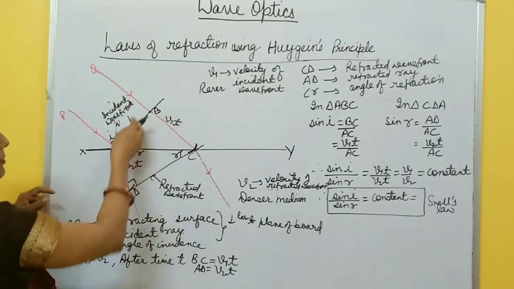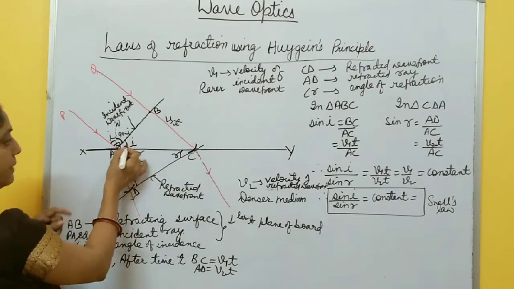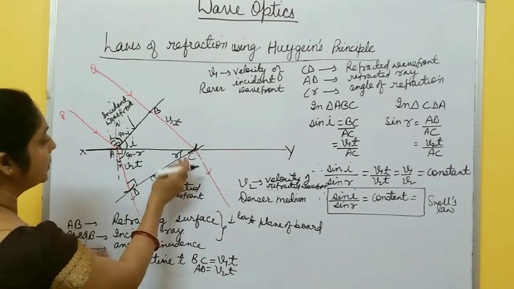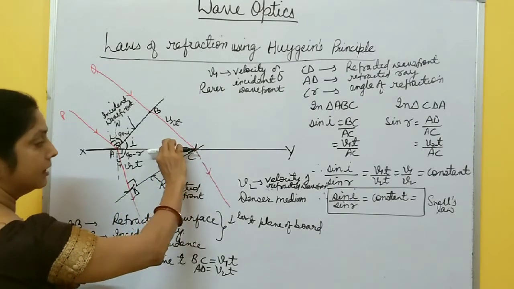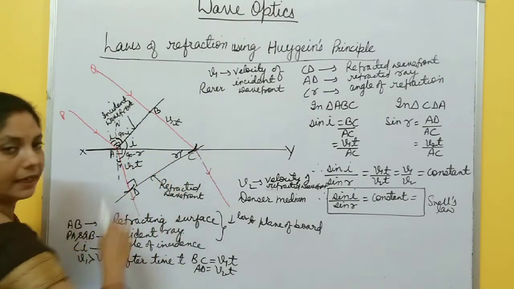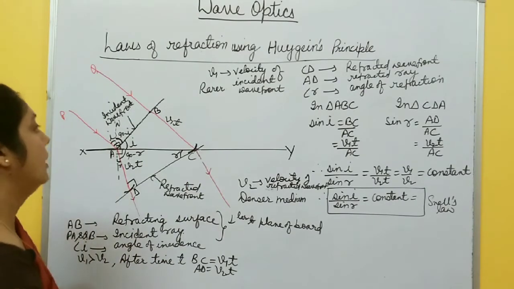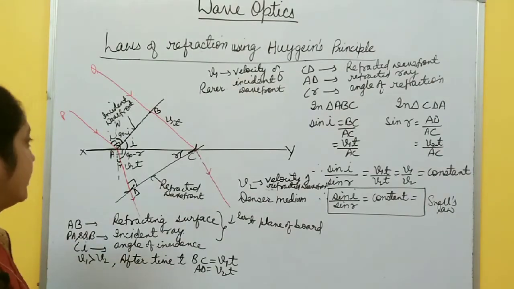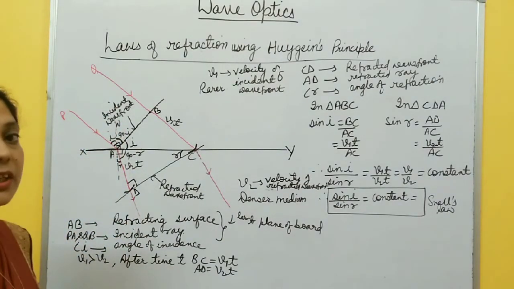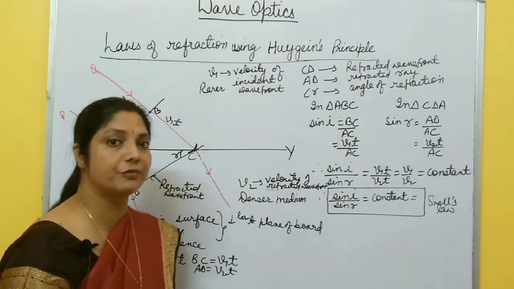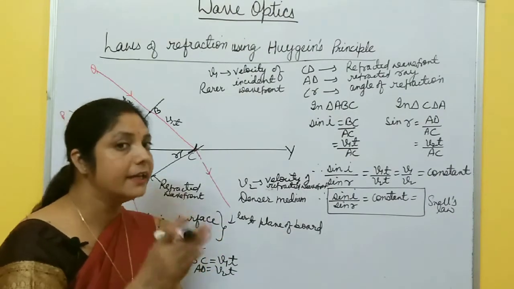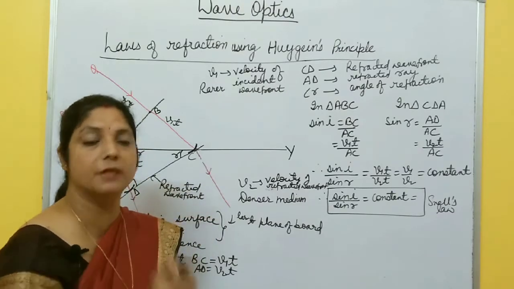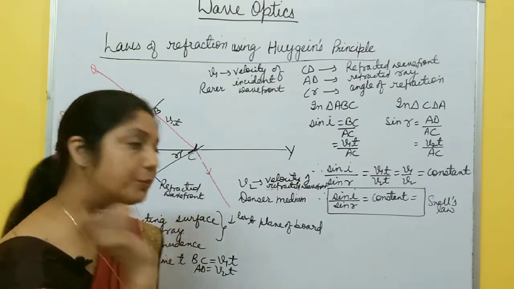So in this way, you draw the figure here. This incident wavefront and this refracting surface make angle I. With the help of geometry, we can easily prove this. And also this refracted wavefront and this refracting surface make angle R. Now, I want to prove laws of refraction using this diagram. You know the first law of refraction, that is Snell's law: the ratio of sine of angle of incidence to sine of angle of refraction is always a constant quantity. So you have to prove this.